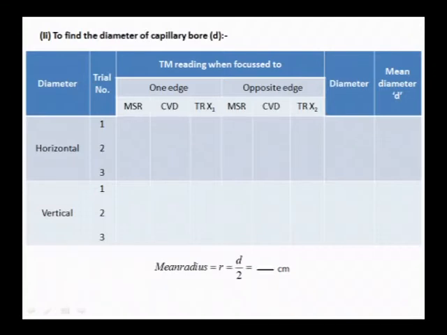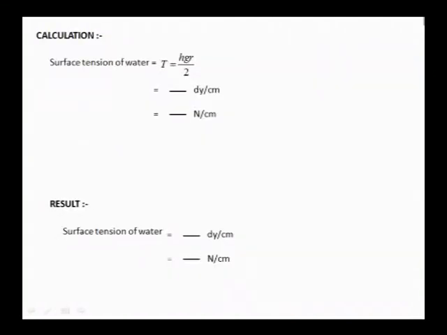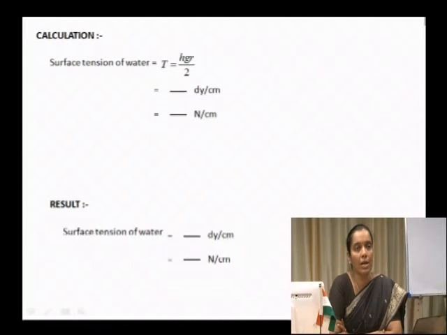So, the mean radius is calculated as d by 2, and the surface tension of water is calculated as T equal to h g r by 2. The CGS unit of surface tension is dyne per centimeter, whereas the SI unit of surface tension is Newton per meter. There is a mistake in the slide, I would like to correct it. The SI unit of surface tension is Newton per meter.